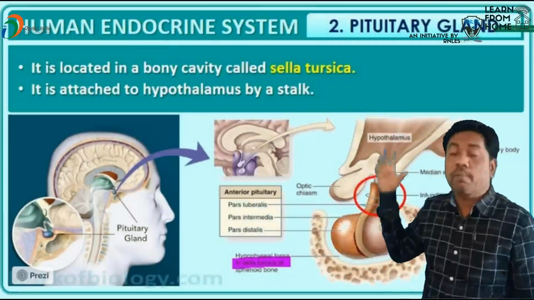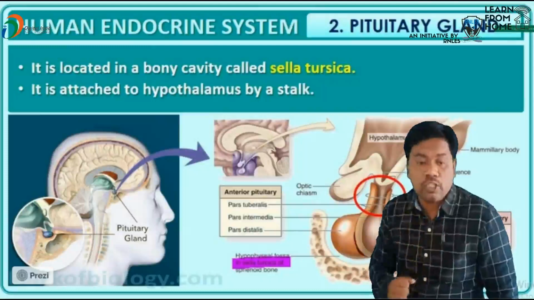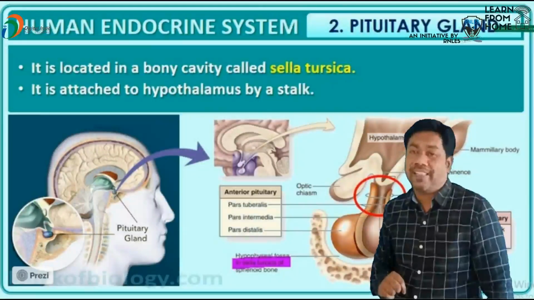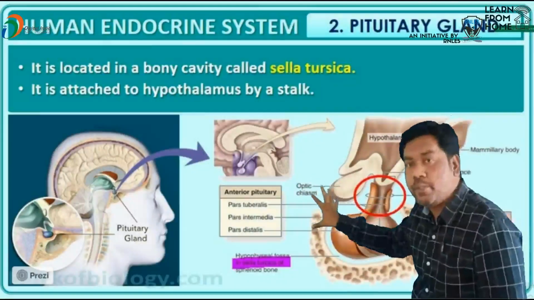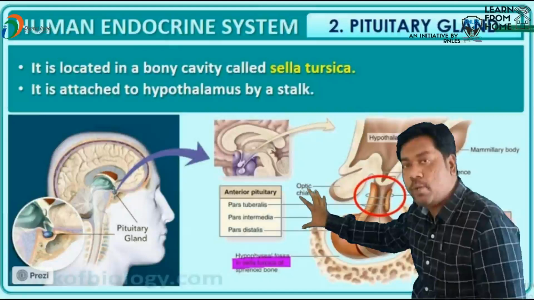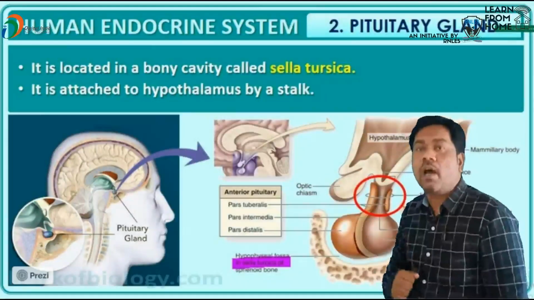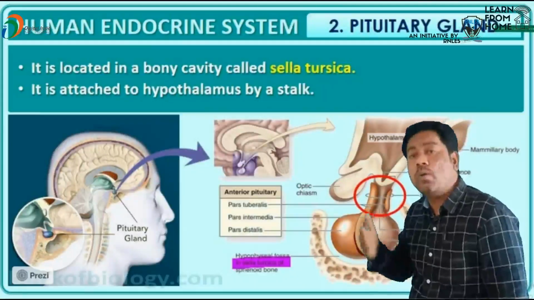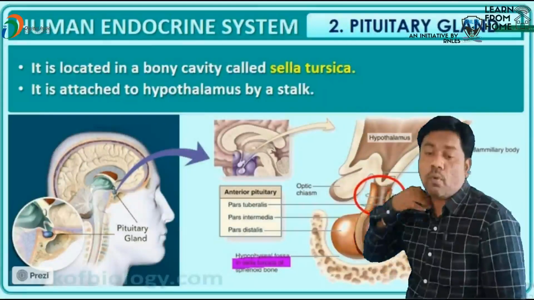And how does this pituitary gland originate? This pituitary gland originates from two sources. One is Rathke's pouch. What is Rathke's pouch, beta? You have to see here, beta, the anterior pituitary lobe or adenohypophysis originates from Rathke's pouch. Rathke's pouch is an outgrowth of the roof of the oral cavity.